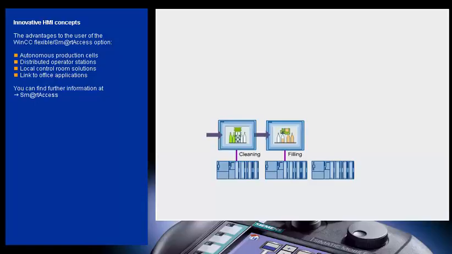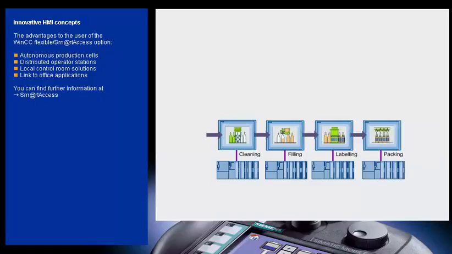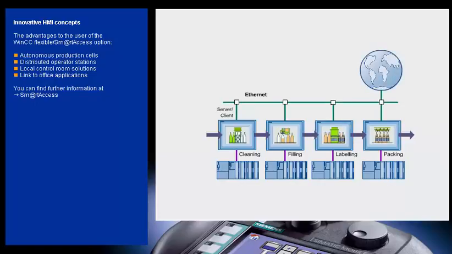The WinCC flexible SmartAccess option gives operator stations plant-wide access to variables and displays. This provides you with completely new possibilities for controlling and monitoring your machines and plants, and for integration of the automation level in the production management or office level. For example, you can network autonomous production cells and exchange import data between them, for instance, to forward step-enabling conditions.